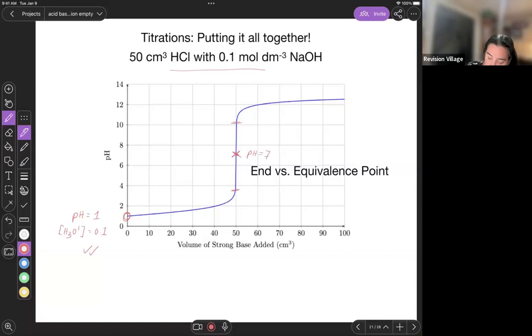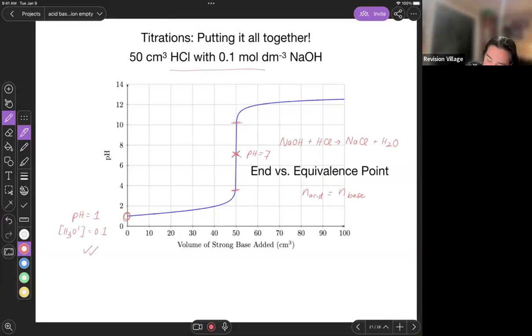When we mix together a strong acid and a strong base, we make a neutral salt, in this case NaCl, and its pH is 7. It does not change the pH of pure water. It has no acid-base character. This point is known as the equivalence point. That is the point when the number of moles of the acid is equal to the number of moles of the base.